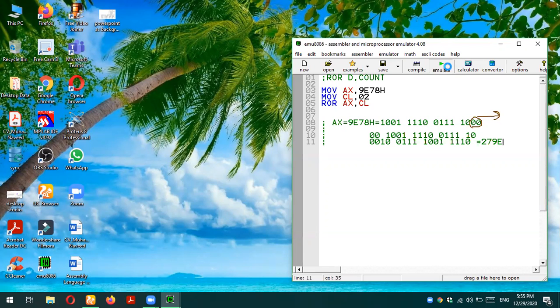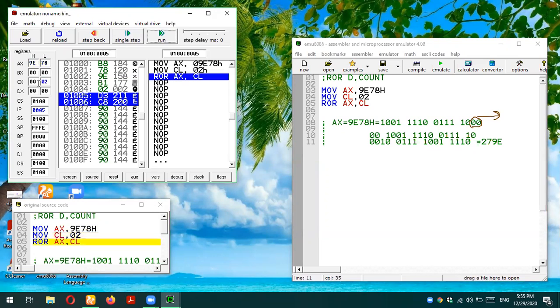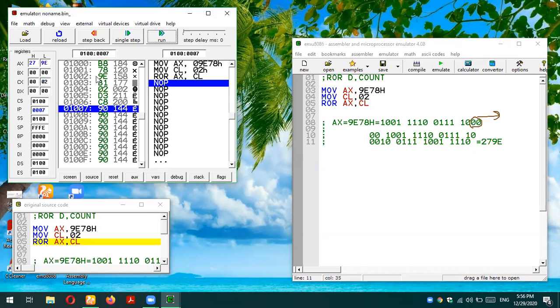So let's emulate this code. Single step: we can see that 9E78 is loaded successfully. Then 02 is loaded in the CL register, and now I'm going to execute it. Yes, you can see 279E, which is the rotated value of AX by 2 units, or 2 bits.